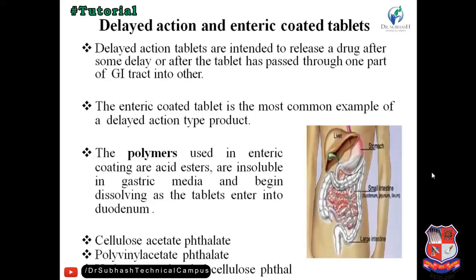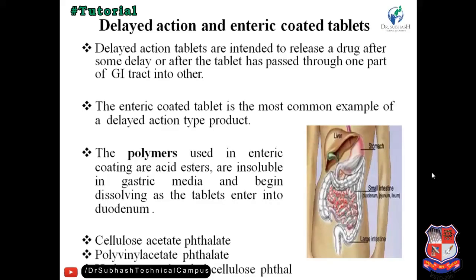Next one is delayed action and enteric coated tablets. Delayed action tablets are intended to release a drug after some delay, or after the tablet has passed through one part of the GI tract into another part. That means delayed release tablets are enteric coated to delay release of the medication until the tablet has passed through the stomach, to prevent the drug from being destroyed or inactivated by gastric juice.